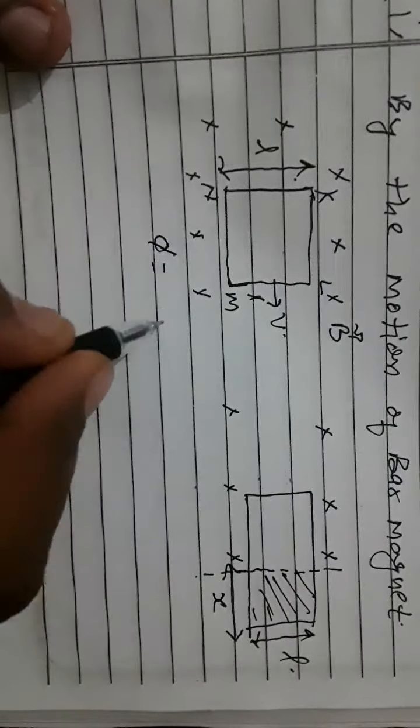According to Ohm's law, we can calculate the current. I is equal to E by R. The value of E is B L v, so the current will be B L v upon R.